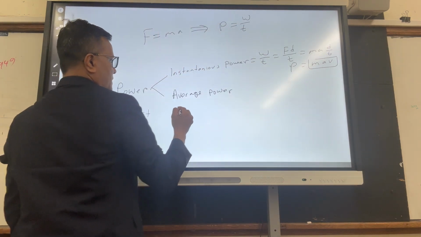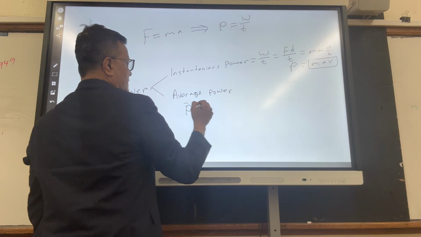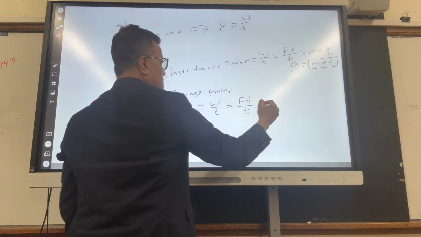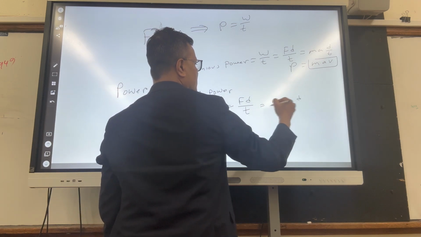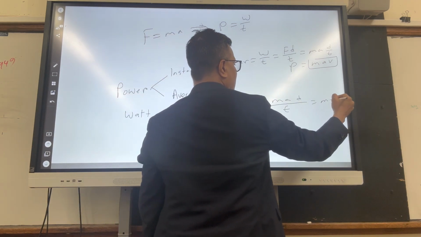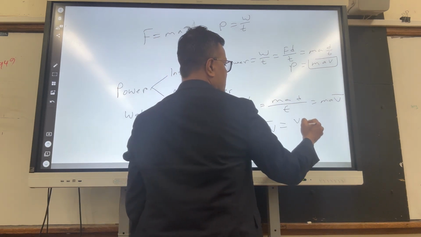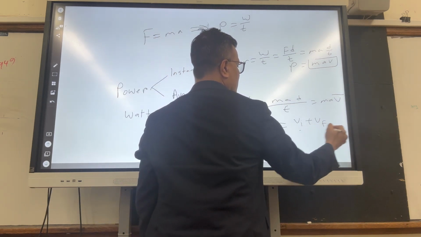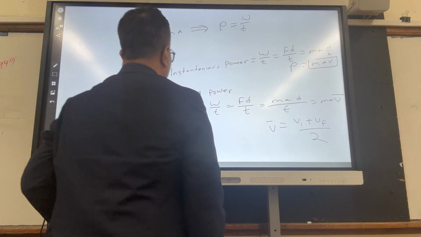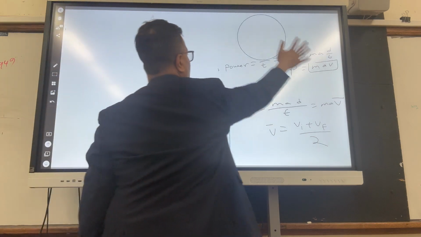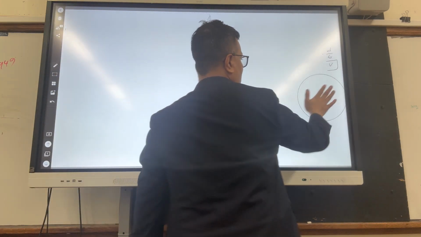What is average power? Okay, it's the same thing. W over t is equal to Fd over t is equal to mad over t is equal to mav. In this case, velocity is average, and average velocity is V initial plus V final over 2. Okay, now I'm going to give you one example, and that will hopefully help you understand what's going on.